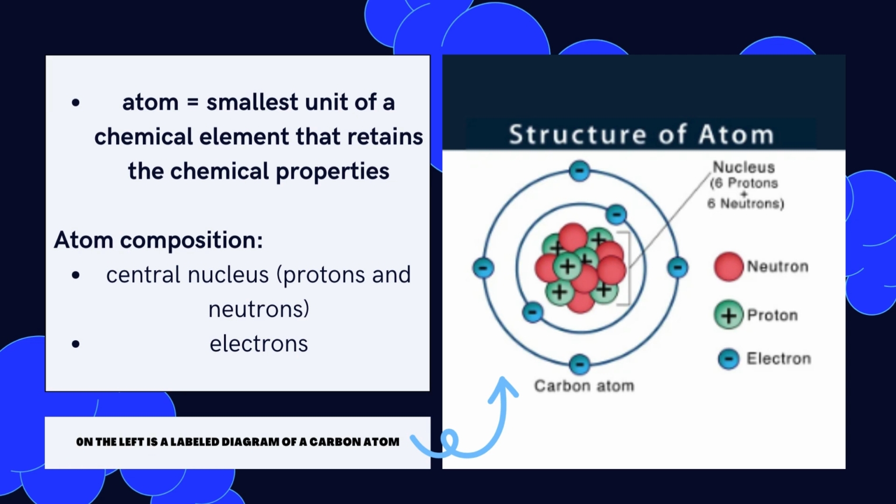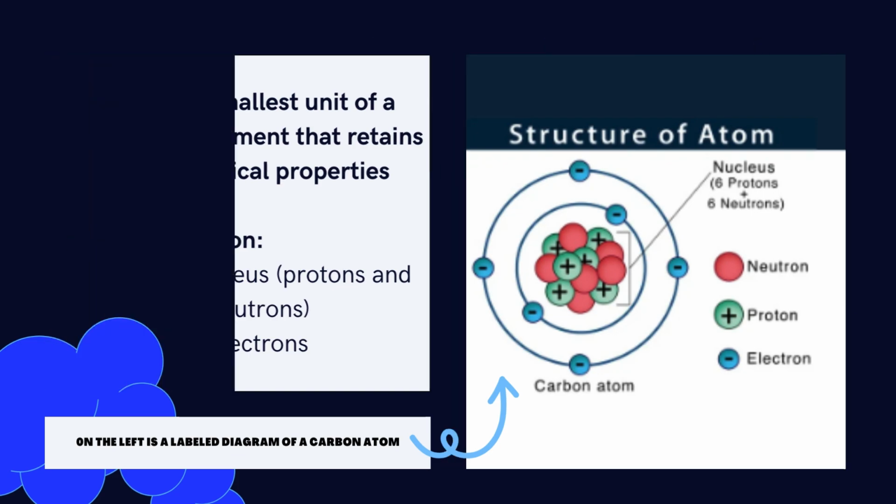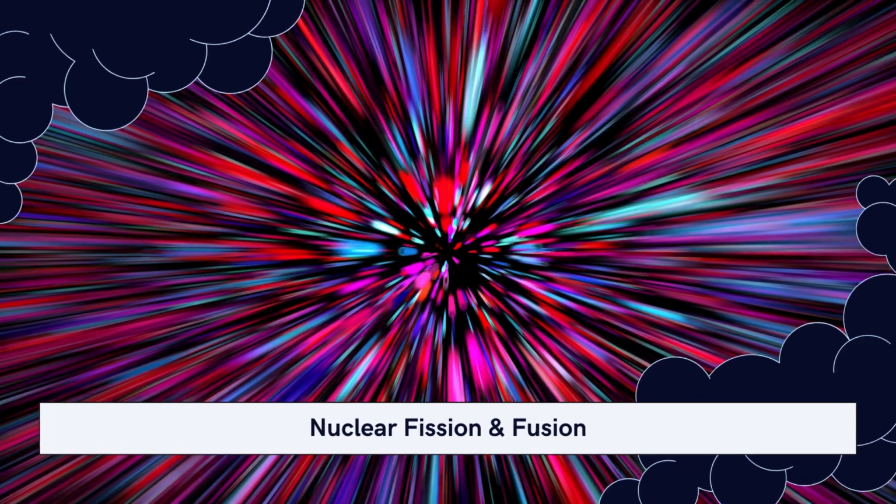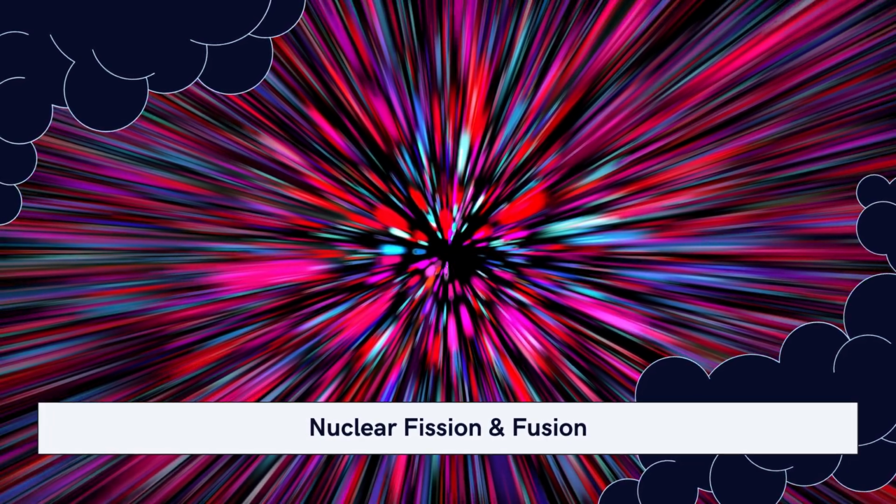Protons are positively charged particles found in the nucleus, determining an element's identity by their number. Neutrons, also in the nucleus, are neutral particles that stabilize the nucleus by offsetting the repulsive forces between protons. Electrons, negatively charged particles, orbit the nucleus in energy levels, or shells, playing crucial roles in chemical reactions and bonding behavior. Understanding atomic structure paves the way for comprehending nuclear processes.